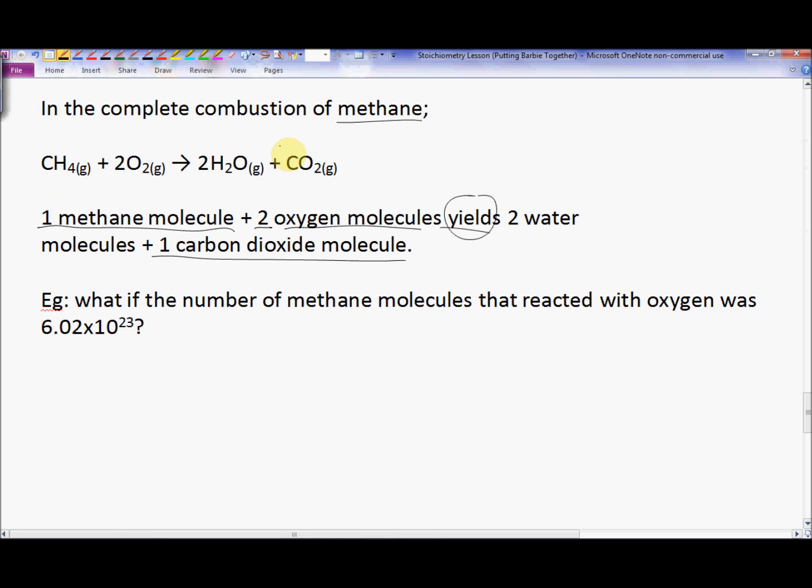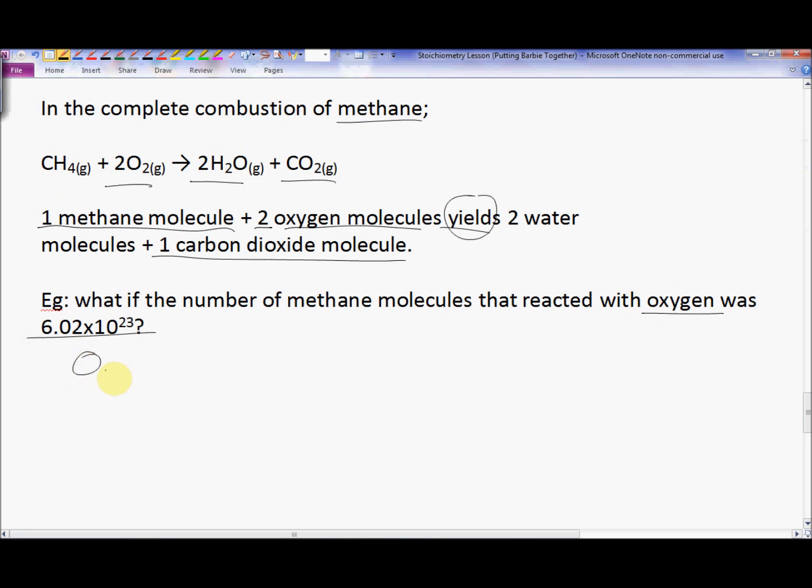Okay, so what if the number of methane molecules that we used as a reactant and reacted with oxygen was 6.02 times 10 to the 23? Hopefully that's a number that you recognize right now. Okay, that's fine. So we can go through and identify how much oxygen that's going to consume, how much water that's going to produce, and how much carbon dioxide that's going to produce. So we would just use ratios as we have all along.